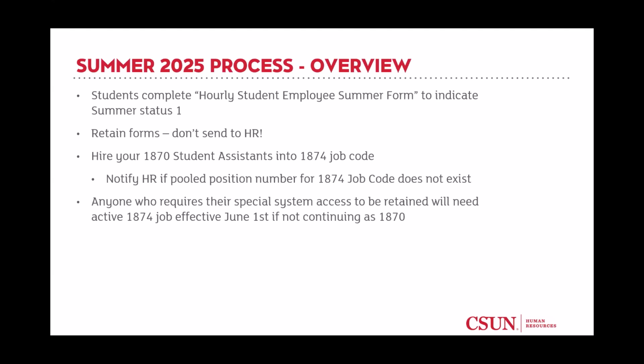I mentioned here the effective date, but what I mean to say is that it should be done by end of day May 30th, if they're not continuing as 1870, just because they will be affected by that 1870 separation. And then once you hire them in 1874, you'll need to request that special system access again. So to prevent that, make sure that they have a continuous appointment: by end of day May 30th, have these students with an active 1874 job.